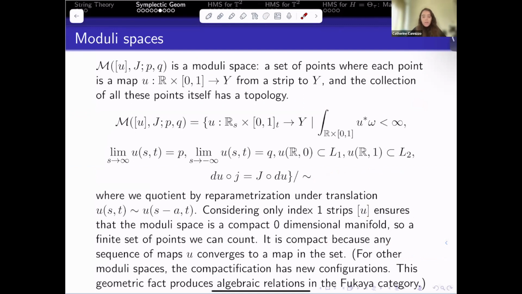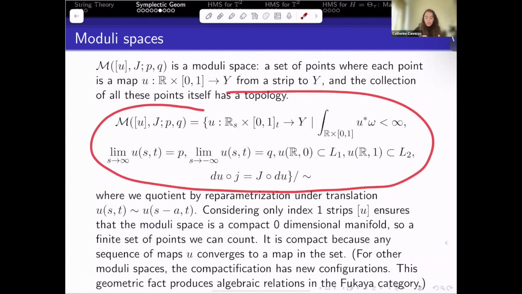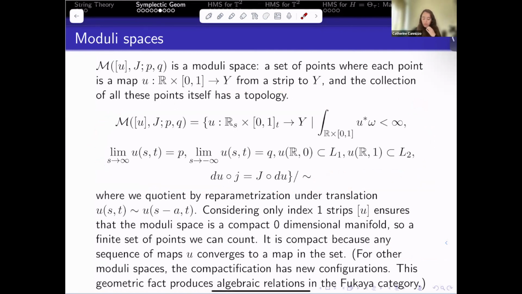It's compact. If you think about sequential compactness, if you have a sequence of points limiting to another point, and that limit is in your original set, you're compact. It turns out that this is true when the index is 1. If you have a sequence of maps u, it converges to a map that's already in here. You don't get anything new that you have to compactify or add in.